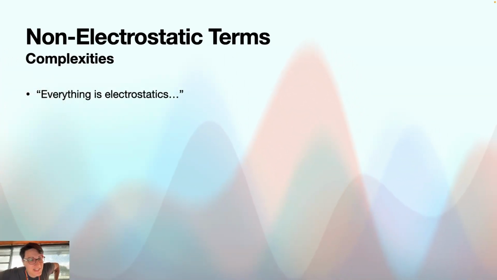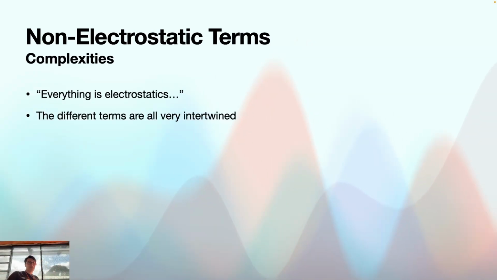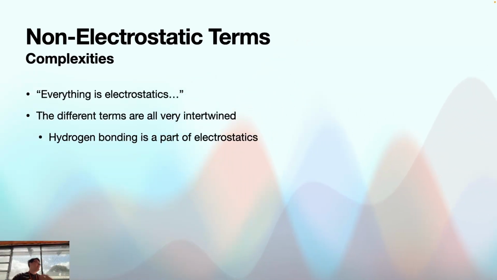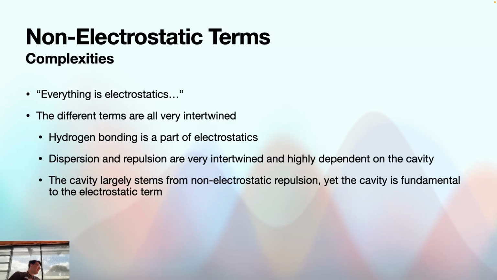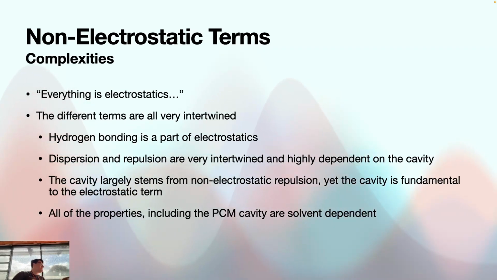Complexities: everything is electrostatics, so the different terms are very intertwined. Hydrogen bonding is a part of electrostatics. Dispersion and repulsion are very intertwined and highly dependent on the cavity generation itself. The cavity largely stems from non-electrostatic repulsion, yet the cavity is fundamental to the electrostatic term, and all the properties, including the PCM cavity, are solvent dependent.